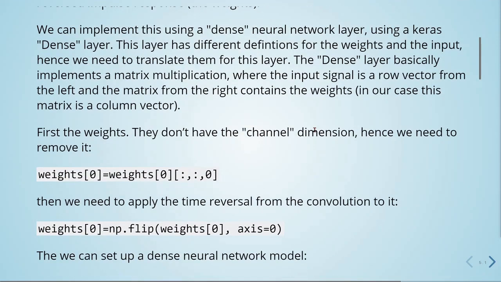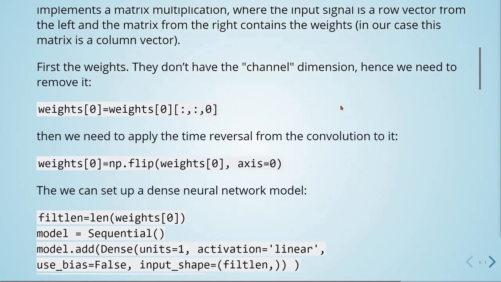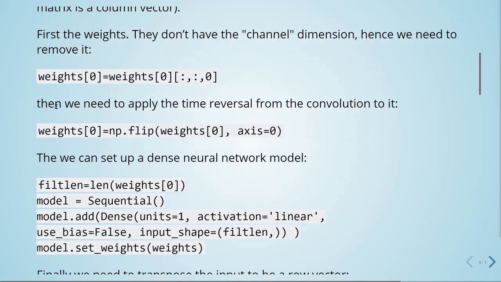So first, let's look at the weights. The weights don't have the channel dimension, hence we need to remove it. Then we need to apply the time reversal from the convolution, and we can do this using this flip. Here it's very important to understand if the library is giving back the convolution or a cross correlation, and then we need to see if we must time reverse or not.